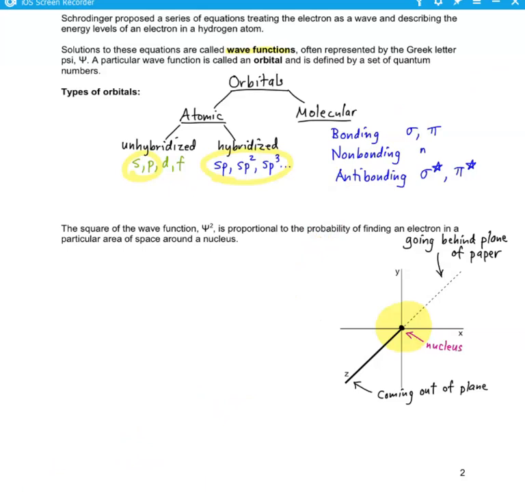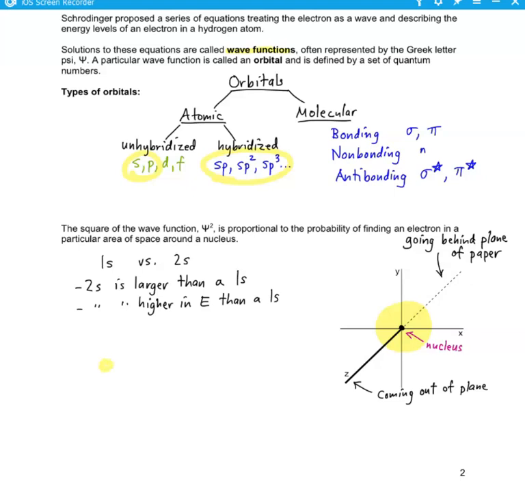Now let's think about this s orbital. It's not telling us whether this is a 1s orbital or a 2s orbital, but let's think about what the differences are between a 1s orbital and a 2s orbital. So first of all, a 2s orbital is larger than a 1s orbital. And it's also higher in energy than a 1s orbital. So a 2s orbital is larger than a 1s and higher in energy than a 1s.